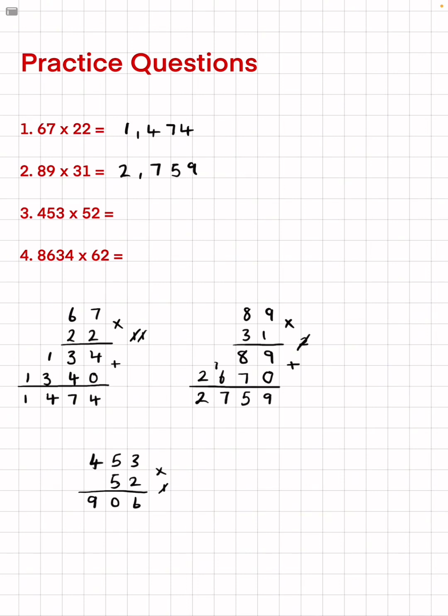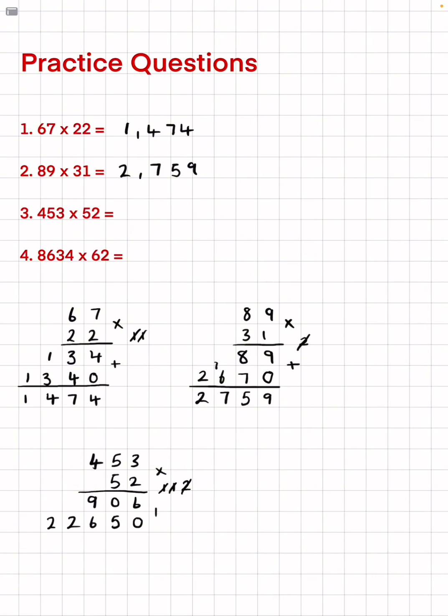Instead of doing 50 multiplied by 3, we're going to put the 0 here and do 5 times 3, which is 15. We put the 5 down, carry the 1. 5 times 5 is 25. Add 1 is 26. We put the 6 down, carry the 2. 5 times 4 is 20. Add 2 is 22.